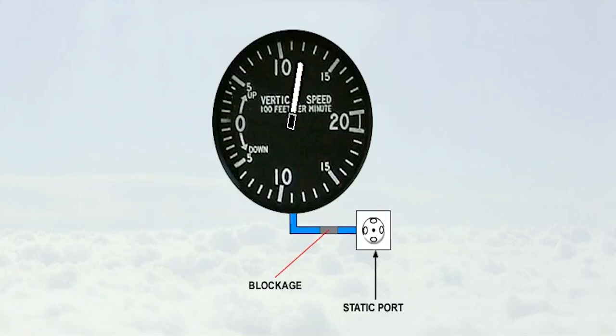Any blockages of the static line or vent will cause the needle to return to zero. If the supply of air to the vertical speed indicator is blocked, it's probable that the other pressure instruments, the airspeed indicator and the altimeter, will also be affected.